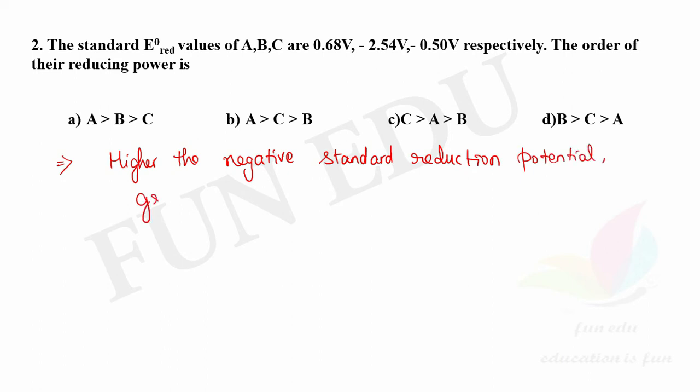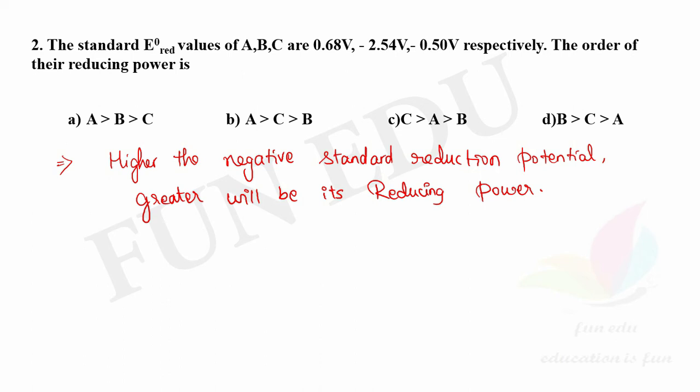greater will be its reducing power. Reducing power. So what do you mean by this? It means the reduction potential value and the reducing power are not directly proportional. It means higher the negative value, higher will be the reducing power.